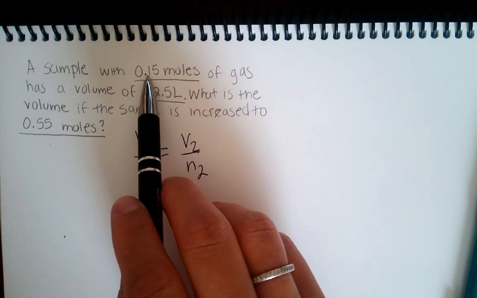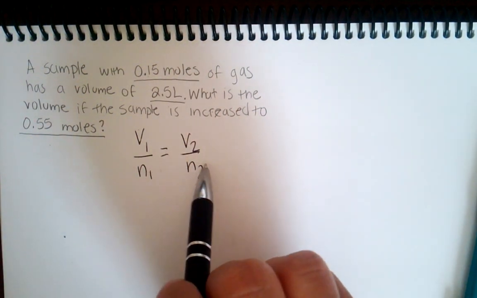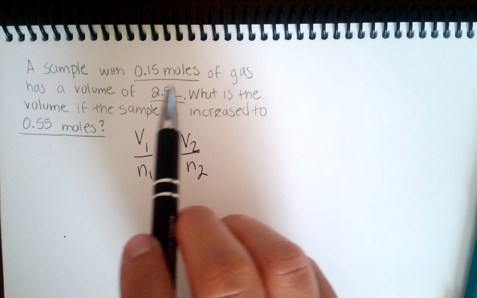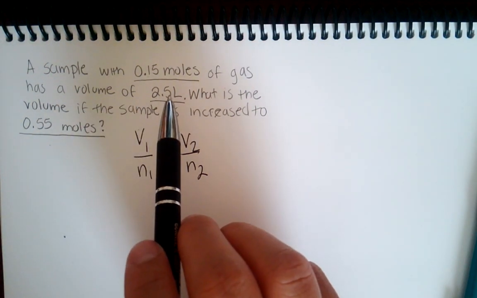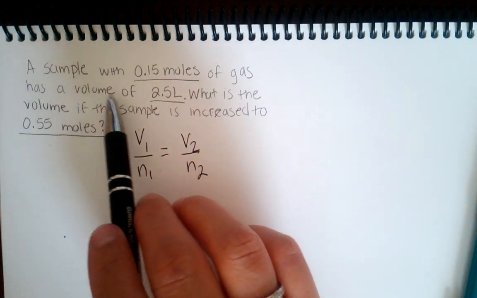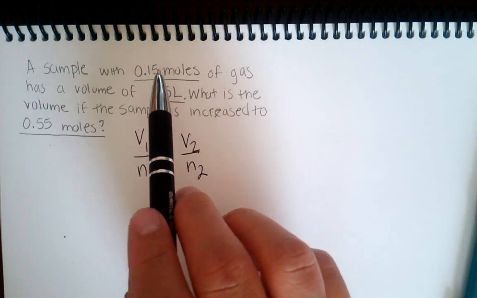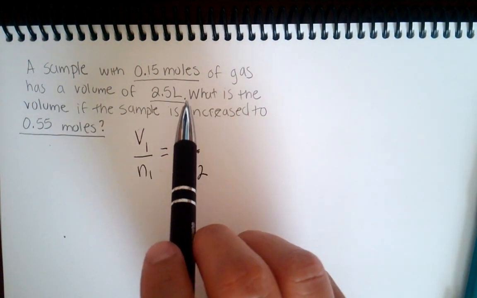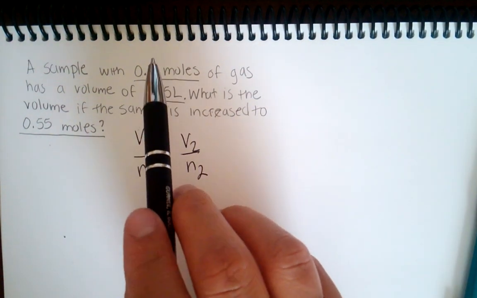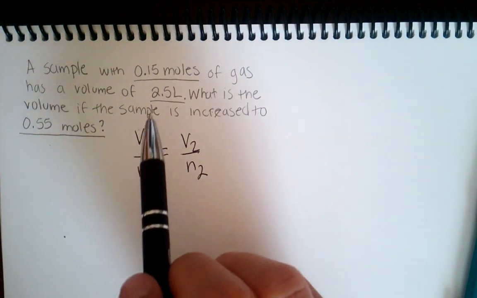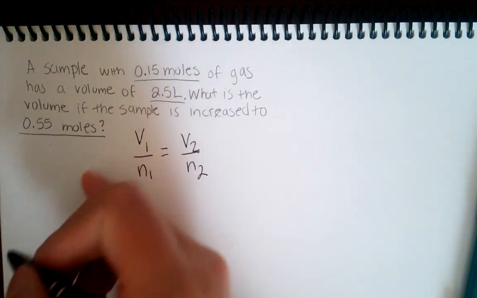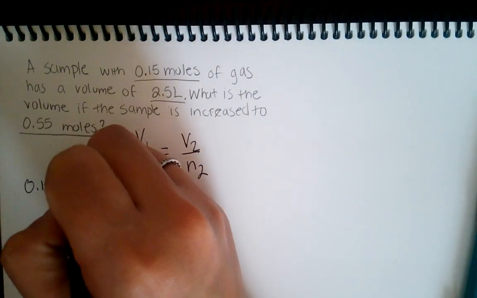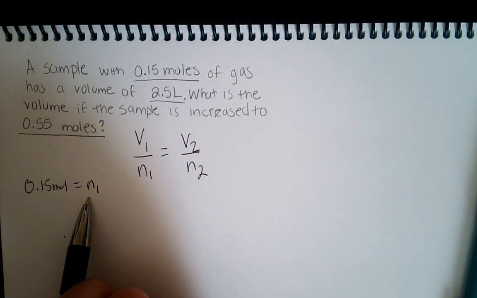So let's start with 0.15 moles. Moles are your units for N. Okay, these are N units. That means that it's one of these. So it says a sample with 0.15 moles of gas has a volume of 2.5 liters. As you can see, normally what's in your first sentence, that's your ones. That's what you begin with. Because then if you read your second sentence, it says, what is the volume if the sample is increased? So this is your after effect. So these two belong on this side of the formula. They are part of V1 and N1. So 0.15 moles, that has to be my N1. That's what I begin with.